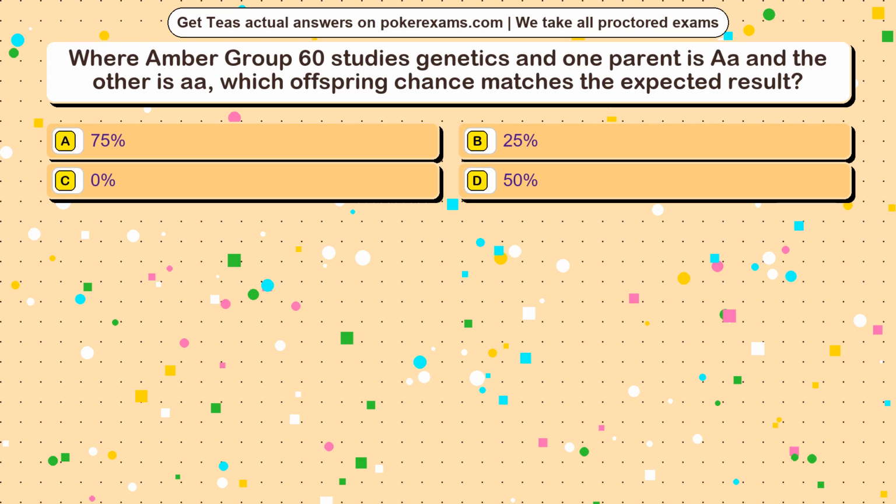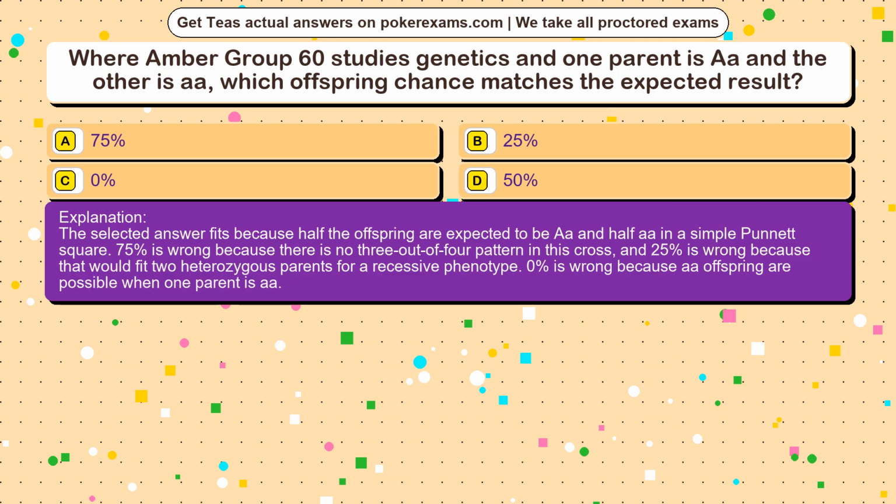The correct answer is option. The selected answer fits because half the offspring are expected to be AA and half AA in a simple Punnett square. 75% is wrong because there is no 3 out of 4 pattern in this cross, and 25% is wrong because that would fit 2 heterozygous parents for a recessive phenotype. 0% is wrong because AA offspring are possible when one parent is AA.